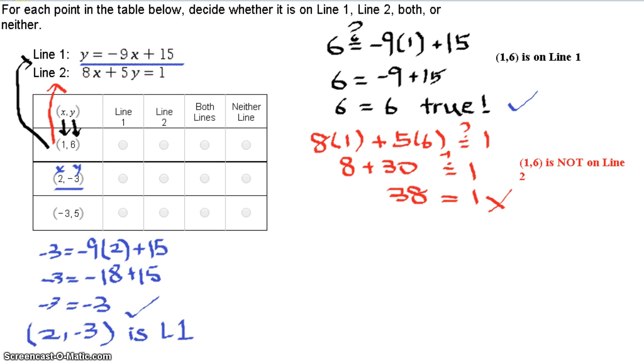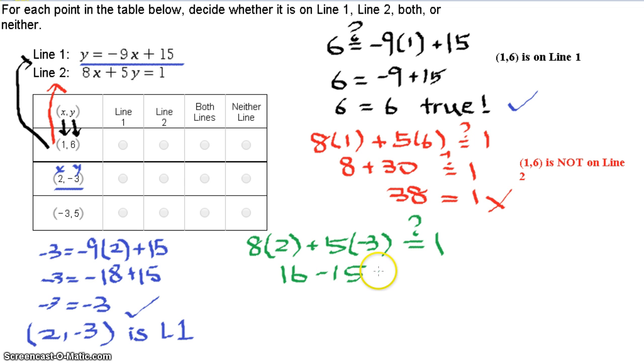Let me change to a different color. Let me go with green. So I want to test if the point (2, -3) is on line 2 or not. So here I have 8 times my x, which is now 2, plus 5 times my y, which is -3. And is it equal to 1? We'll see if this is true or not. So this is 16 plus 5 times -3, so this is -15. Is it equal to 1?